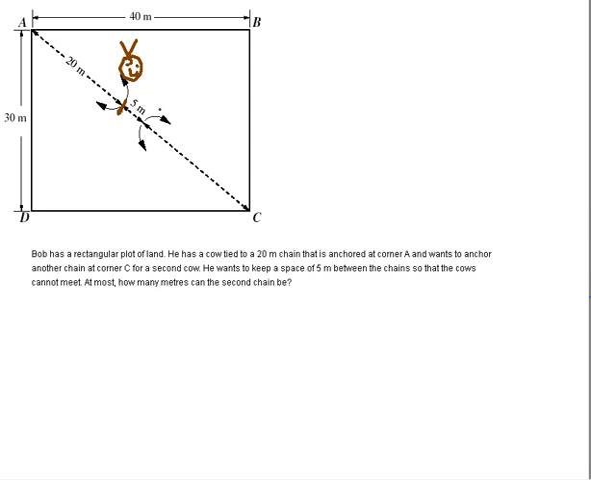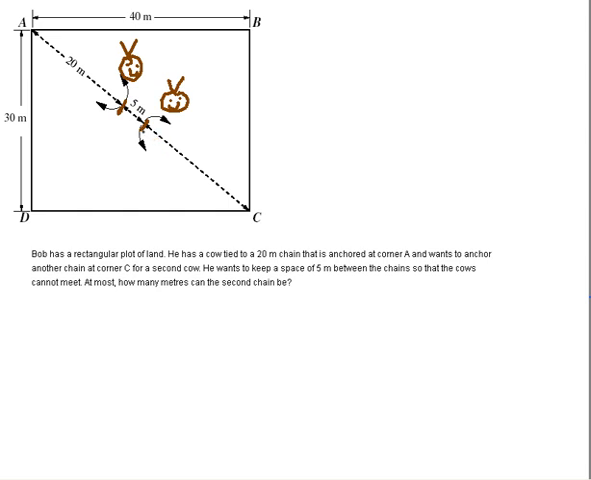right here. Okay, and then he has another cow that is tied to corner C, and the distance between the first cow and the second cow is 5 meters. So therefore, it must be about here. Let's draw that second cow right there.